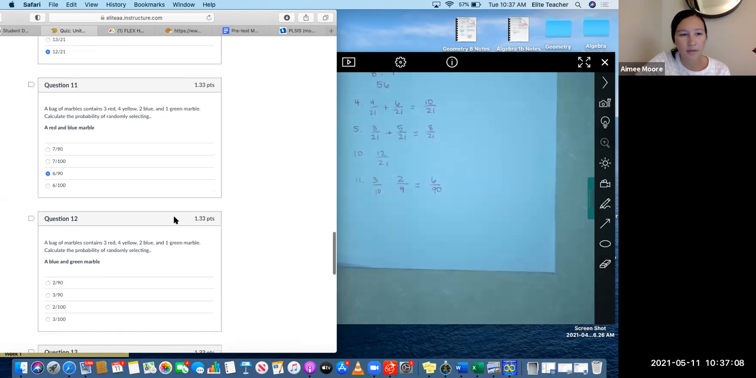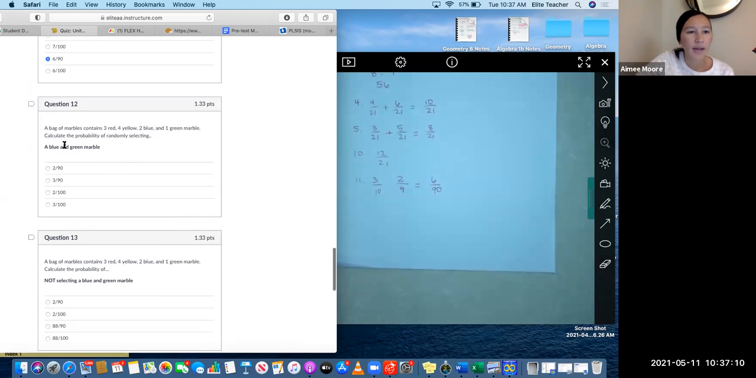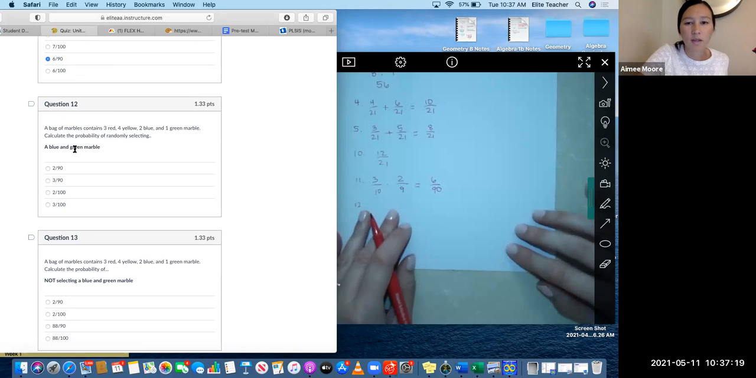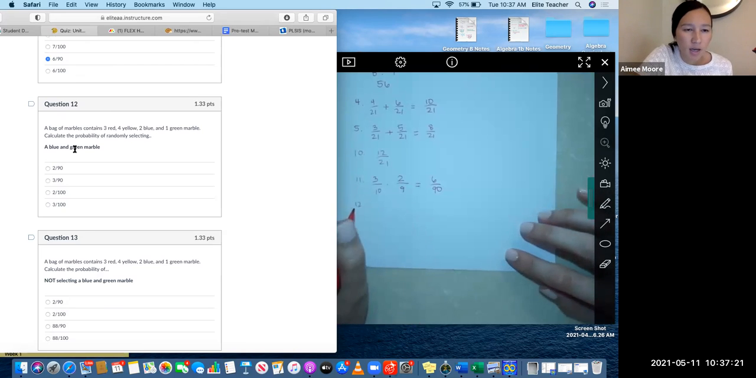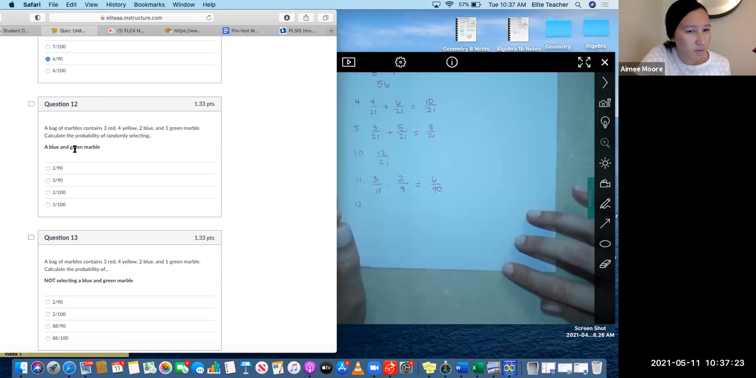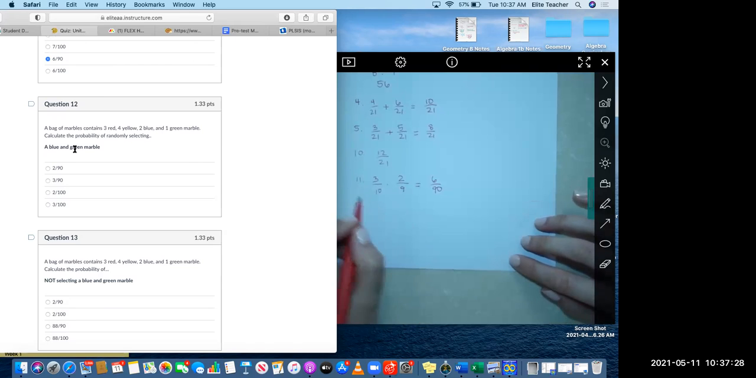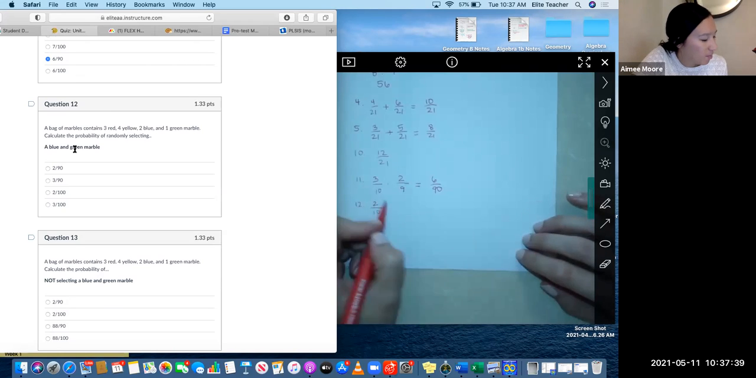Any questions on 11? All right, number 12. What's the probability of randomly selecting a blue and green marble? So selecting a blue, what's the probability of picking a blue marble? I don't know. 2 out of our total, which is 10. Yep. And then picking a green.